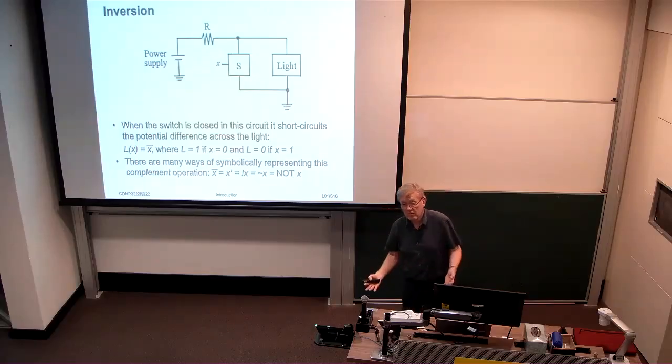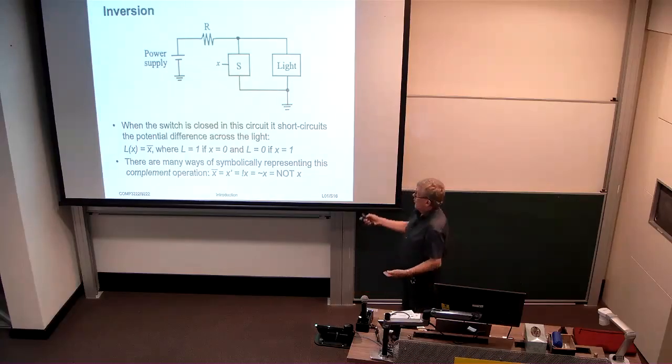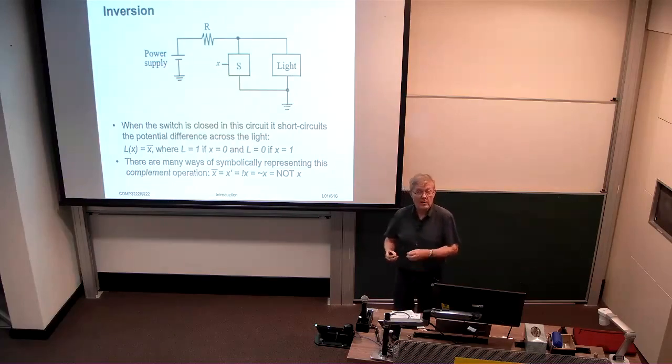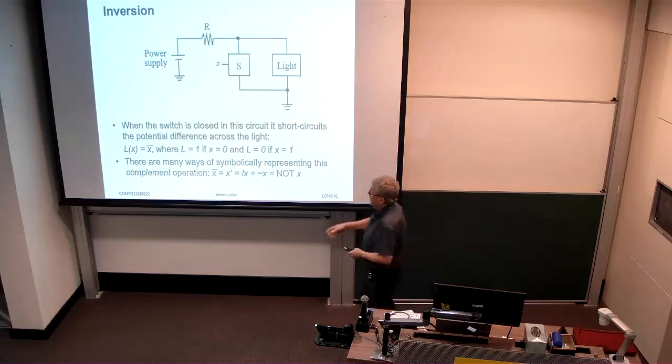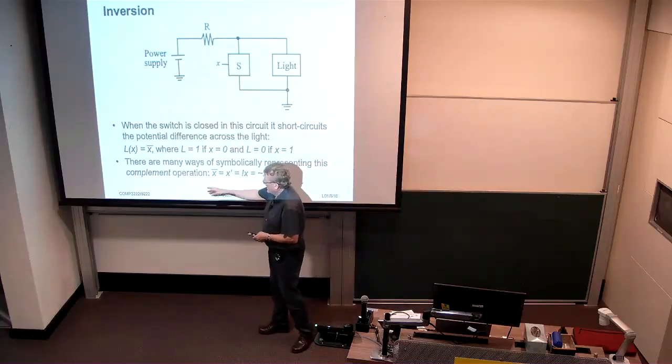So there's no voltage across the light, and therefore no current flowing through the light, and therefore the light is off. So here, L(x) is equal to not x. When x is 0, the light is on, and when x is 1, the light is off. Okay, so it's logical inversion. We can represent that many ways. It's called complement as well.